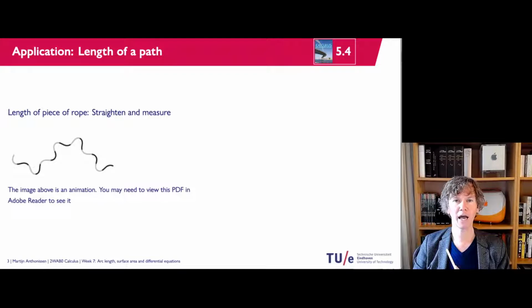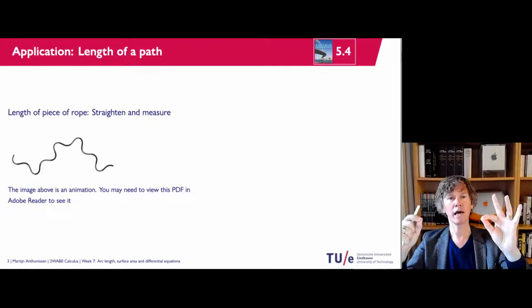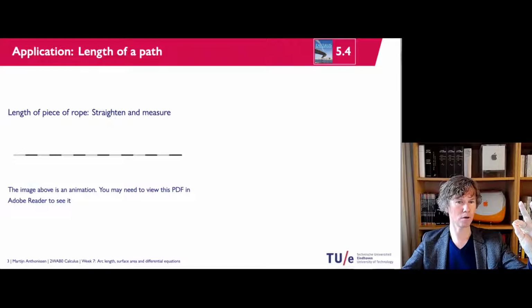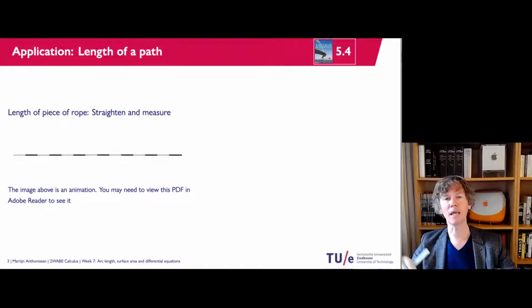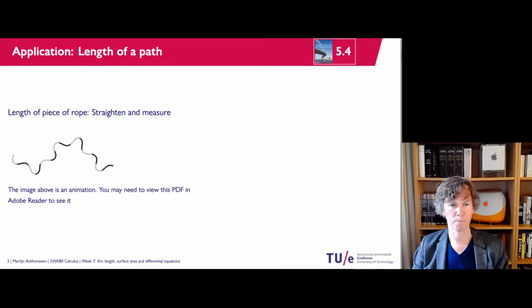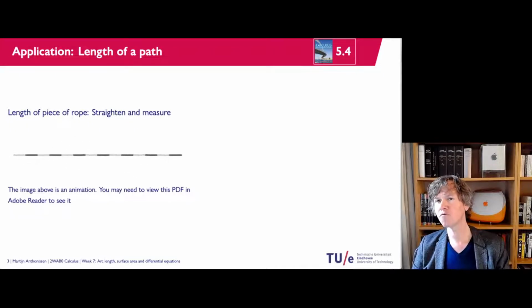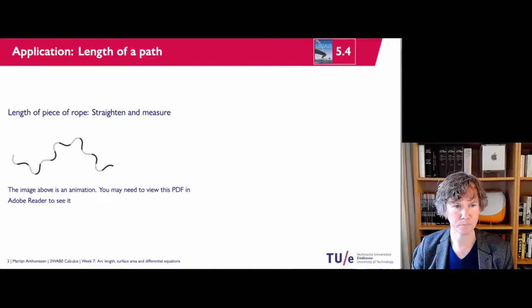So if you have a piece of rope, what you would do is you grab it at the end points and you pull to make it a straight line, and then use a ruler to measure it. So here the light and dark segments indicate the length of this piece of rope. And as it says here in the text, this is an animation. So if you download the PDF and you would like to see this animation too, depending on the PDF viewer that you use, you can see the animation, or maybe you cannot see it. If you use Acrobat Reader, you should be able to see it.